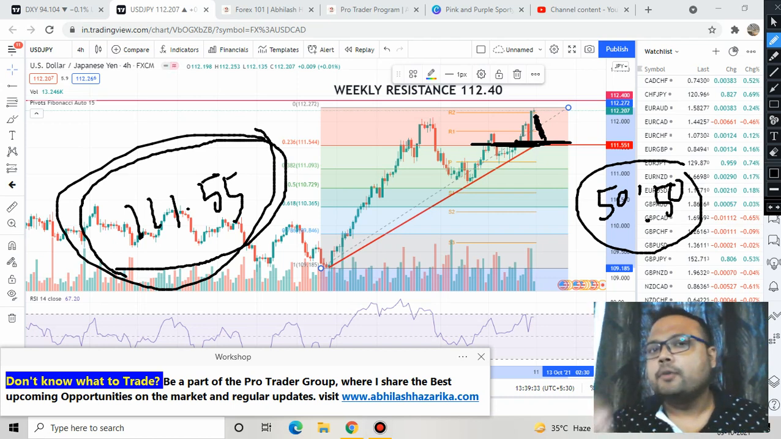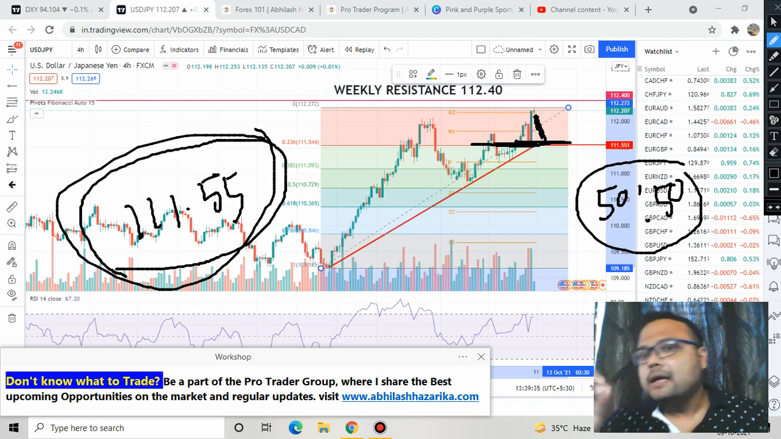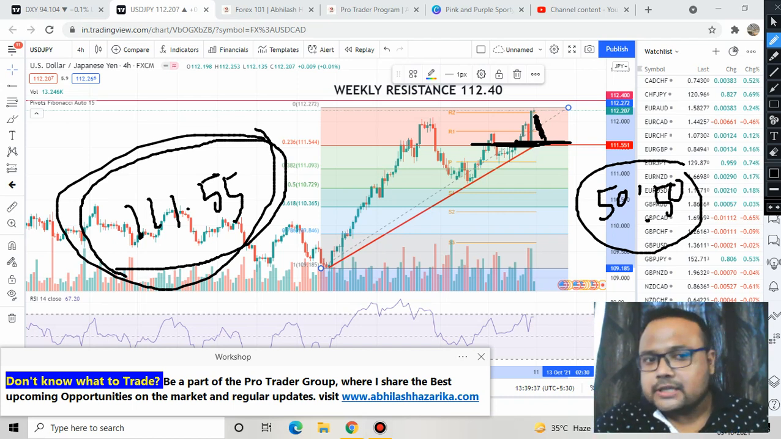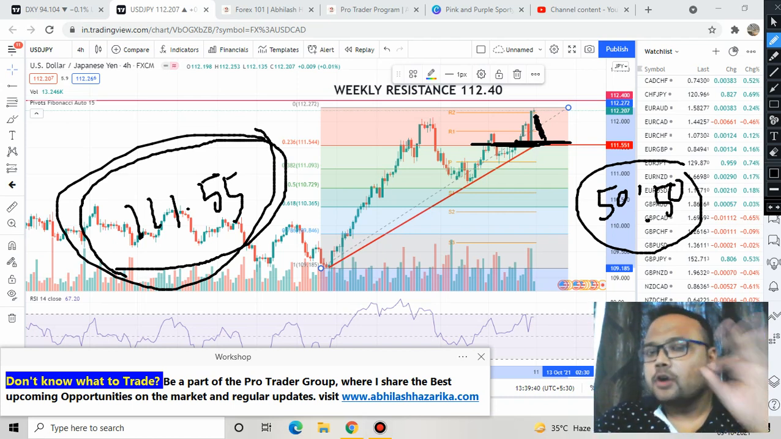So after the market opening, if you find the market coming down and reaching this particular level, then just observe the price and see.